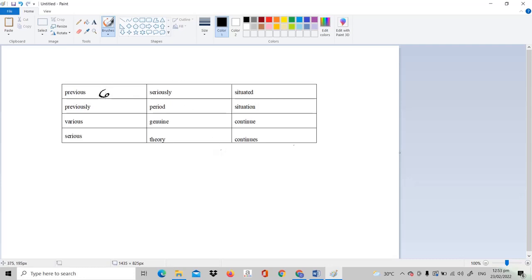Previews. Okay, ulitin natin. Previews. Next, previously. Previously. Var use. So we have V, var, use. Ulitin natin.